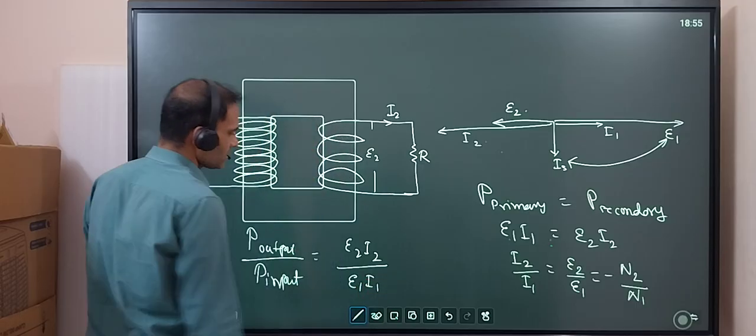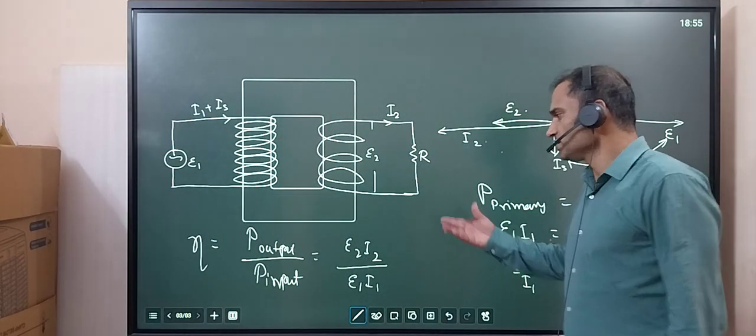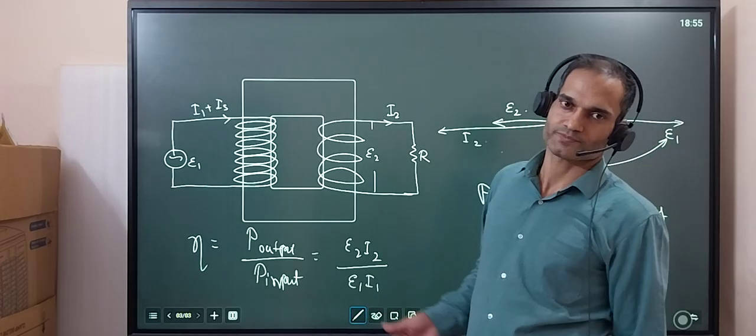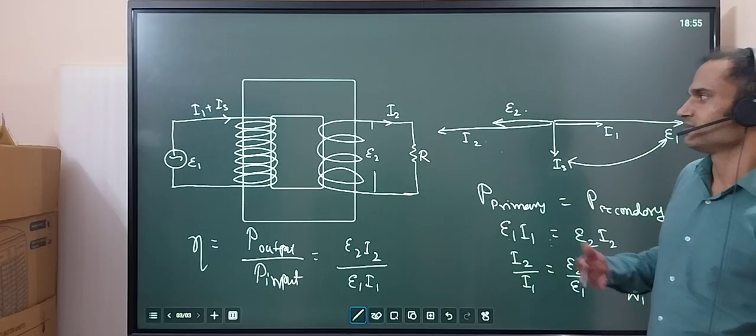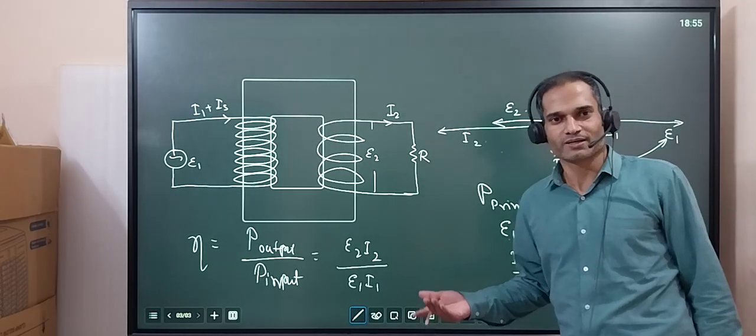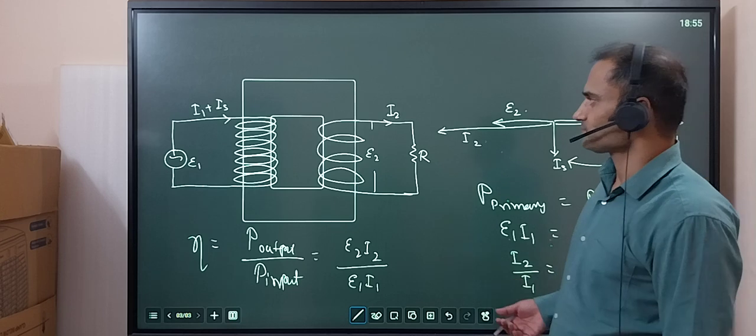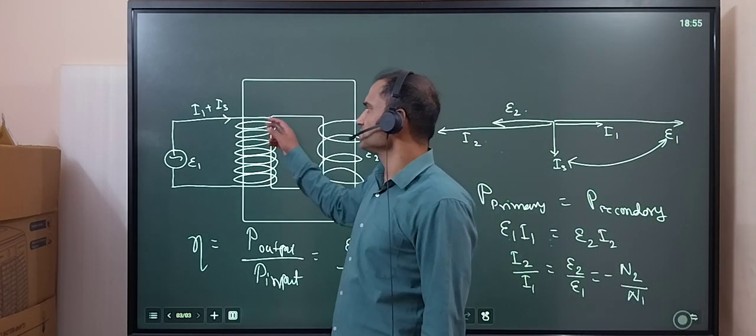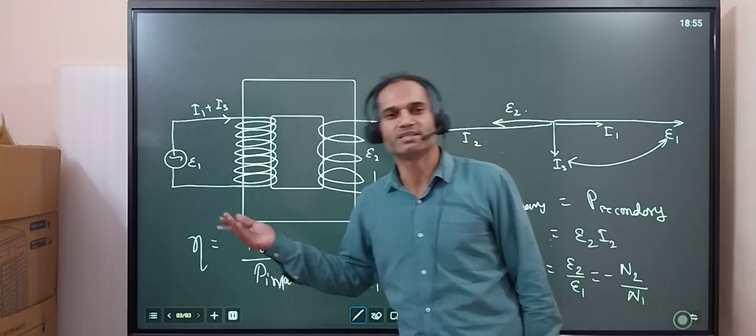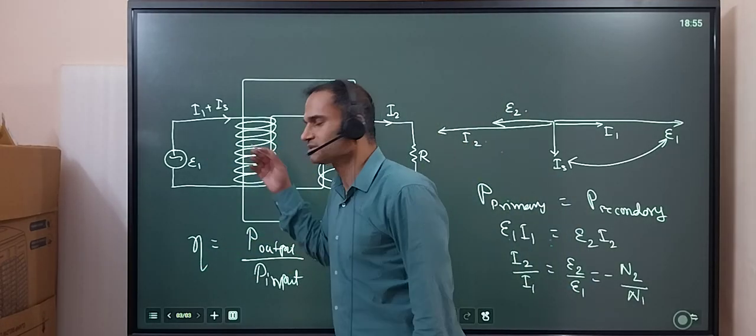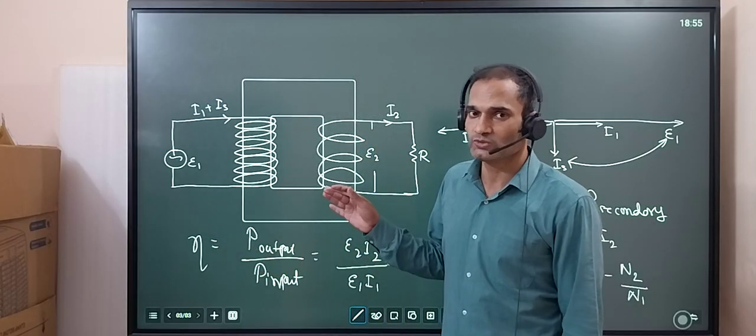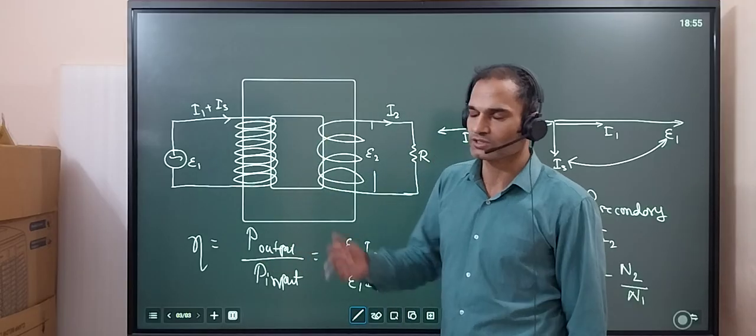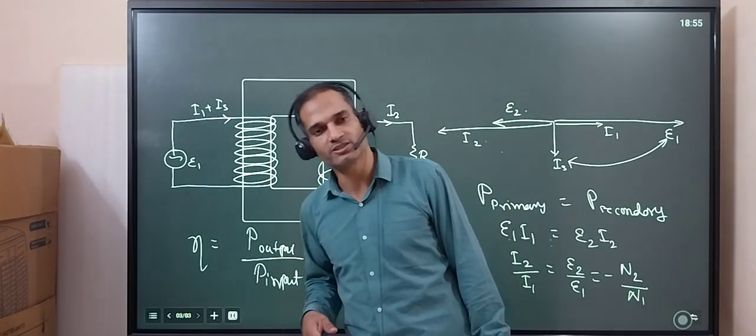Okay, so if you see this thing, it will come to 1, but it is not 1. What is the reason? Efficiency is never 1. The reasons are different. Here, this circuit cannot be purely inductive. It will have some resistance. We can reduce the resistance, we can use thick wires, but it cannot be completely zero.